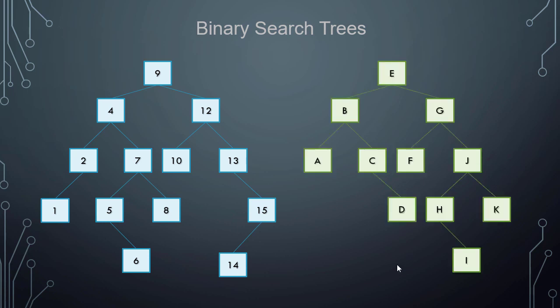Here's another example of a search tree. We're using letters instead of numbers, but that's not a problem. Anything we can compare, we can put in a binary search tree. And you'll notice for the node J, everything in its right subtree is greater than J. It comes after J in the alphabet. Everything in the left subtree comes before J in the alphabet.